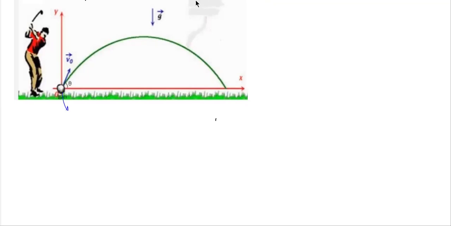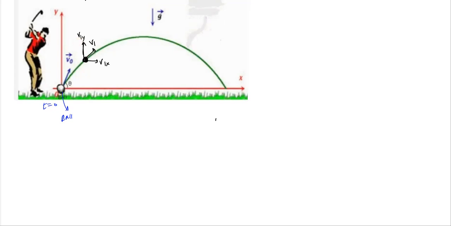This is the ball, a golf ball. This is the point of projection. At t equals 0, it will be here. As the ball moves, when it arrives here, it will have v1x, v1y, and you have to draw a tangent to the path that will give the direction of velocity. The tangent will give the direction of velocity of the ball.